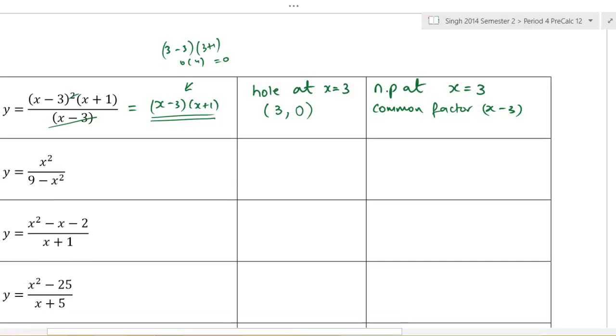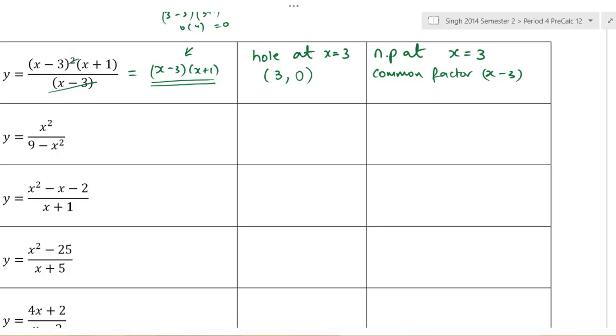Let's look at the next example. x squared over 9 minus x squared. This one needs to be factored, so I'm going to go ahead and do that first before I can compare them or make any statement. So the factors are 3 minus x and 3 plus x using difference of squares.